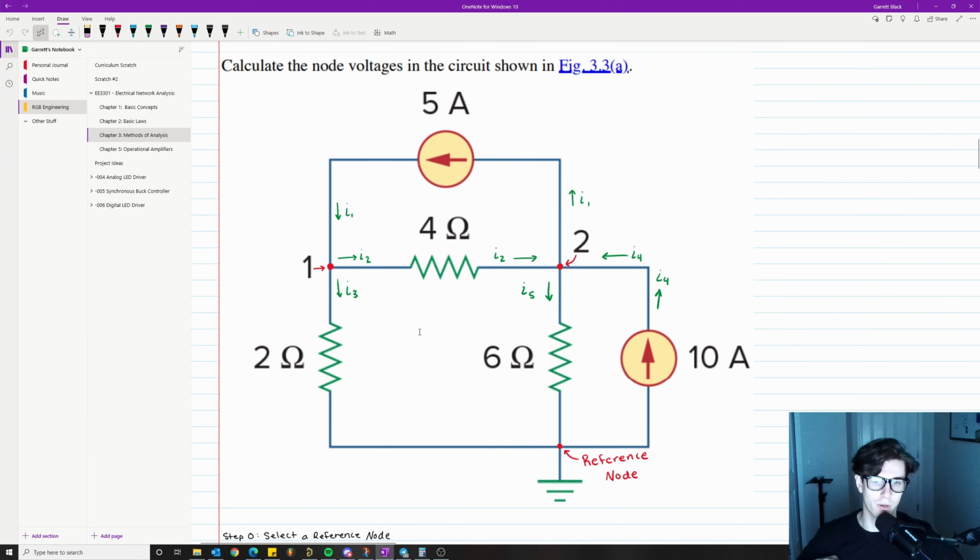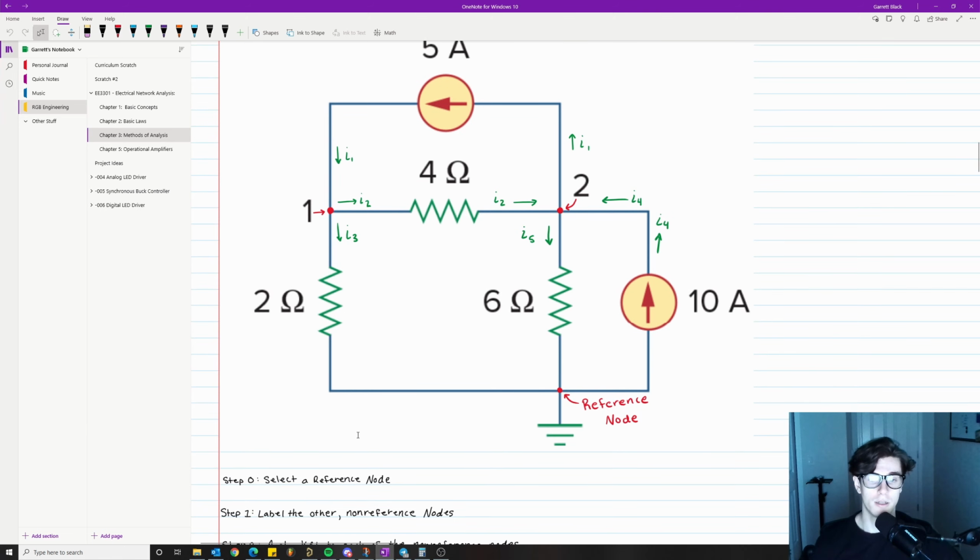Here's our circuit that we're going to analyze. We're using the same exact node voltage method, and we have current sources as well. So step 0, select a reference node. Conveniently, it's labeled for us. Reference node, here's ground, assumed to be 0 volts. Step 1, label the other non-reference nodes. There are 2 other non-reference nodes conveniently labeled for us, 1 and 2, right here.